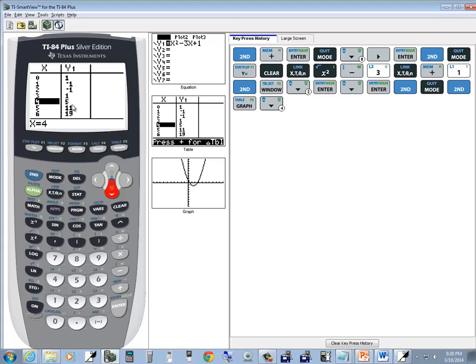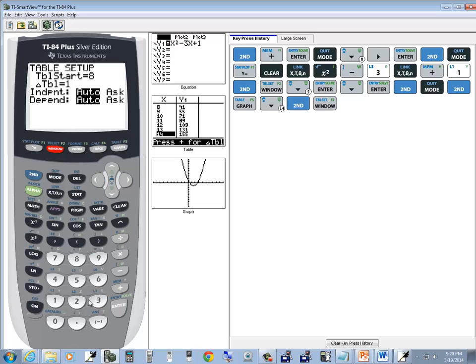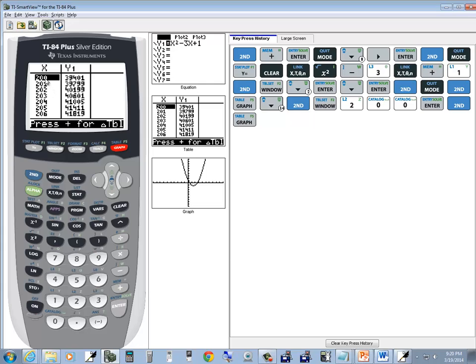So again, this is like one big T-chart. Now this is useful if you're needing to browse a table for values. Now what if I wanted x equals 200? I'd have to down arrow quite a bit to get to it. We could go back to our table setup, so let's do second window, and see where it says table start. Instead of 8, let's change that to 200. And press enter. And now if we go back to our table, so do second graph, all of a sudden you see it starting at 200 and then going up. And it says right here, press plus for the delta table.